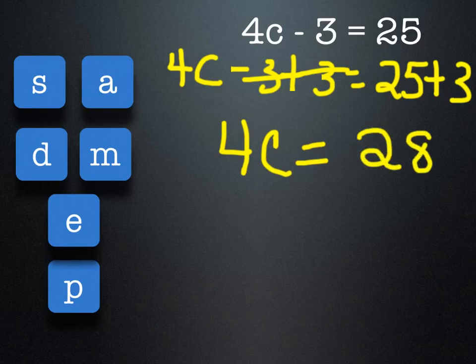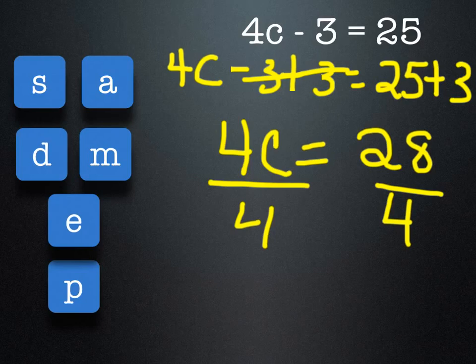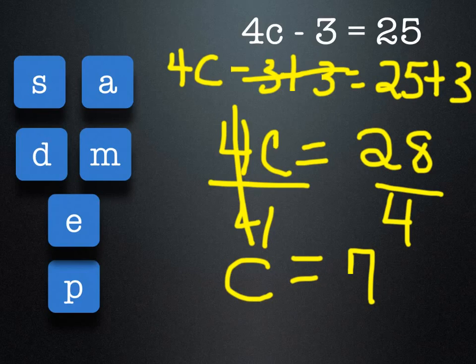And we still have to find what c is. So 4c equals 28 is the multiplication equation. We need to divide, which is the inverse. We're going to divide by 4. And we're left with c on the left-hand side. And when we simplify or divide 28 by 4, we end up with 7 as our final answer. And then, of course, you can plug in 7 as c to check your answer to make sure that you get 25.